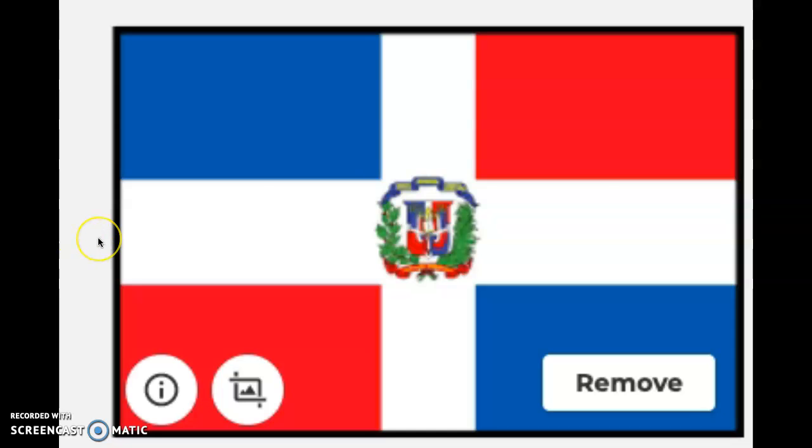Our next flag is the Republic, the Dominican Republic. The good way to remember this one is the Republic. It sounds fancy, doesn't it? Republic. And this flag is very fancy. It looks royal. So Republic, royal looking flag. Not the one with the crown on it. There's no crown here. But it looks fancy. It looks very royal. Republic.